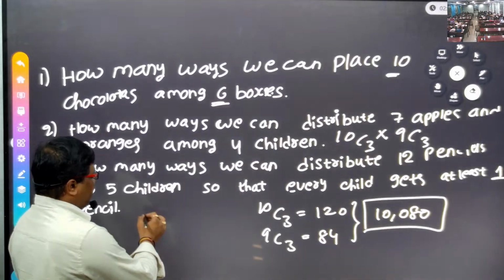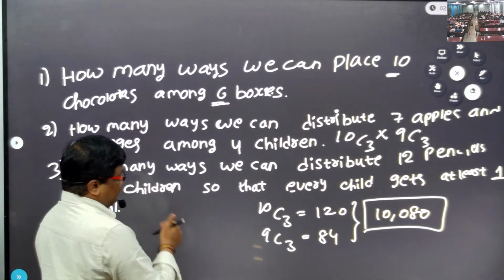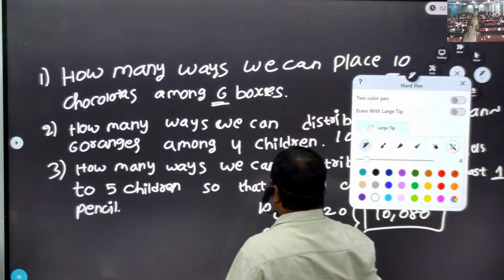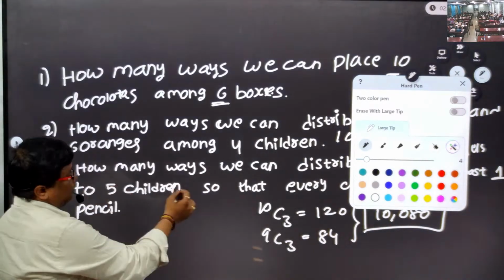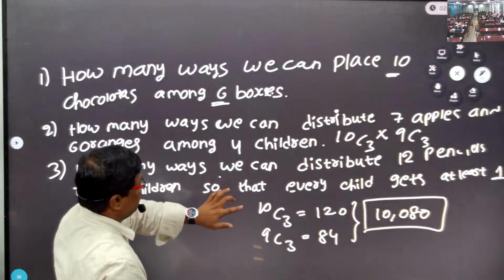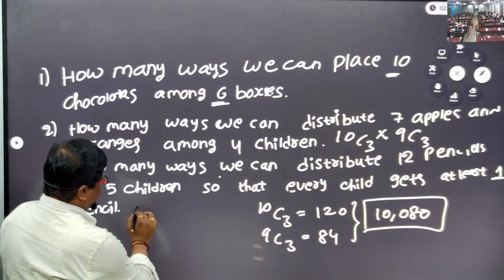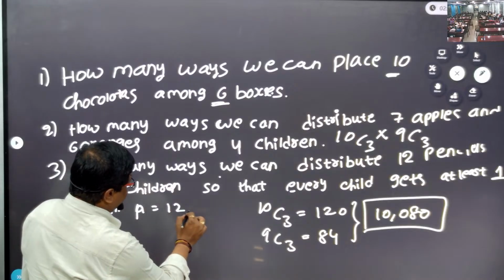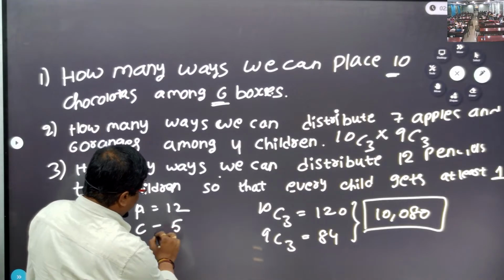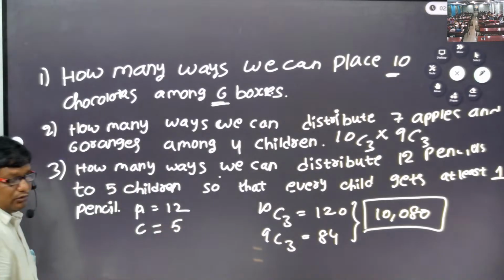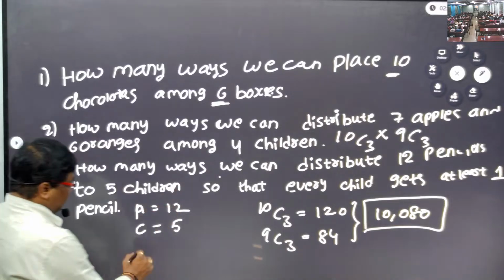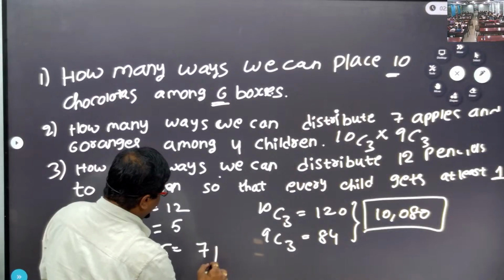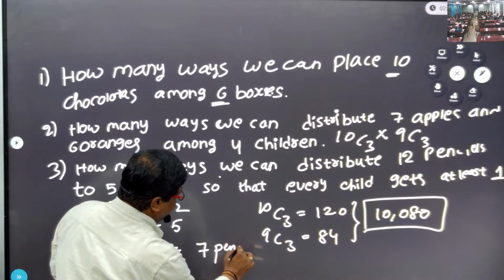So first you are going to write the total. The pencils are 12, children are 5. We distribute one pencil to every person, so 12 minus 5, we will be left with 7. Okay. So 7 pencils will be left.